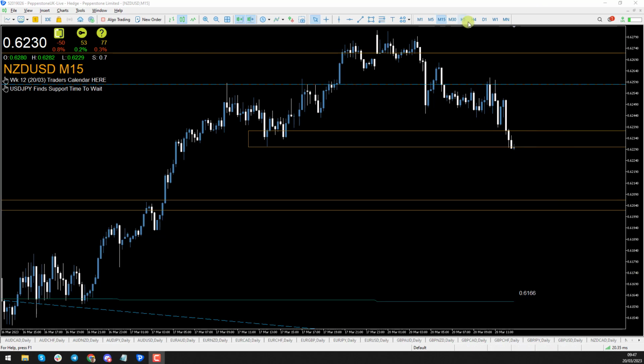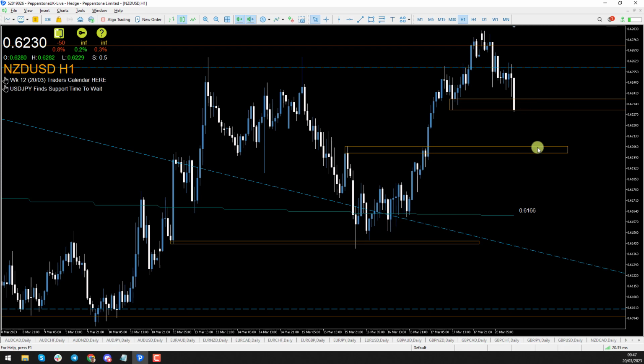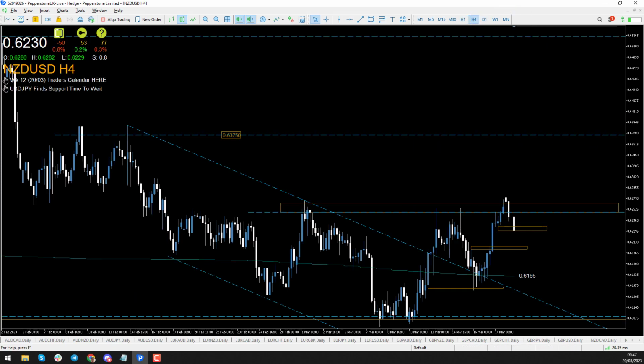So really speaking, I only want to be long if price can come a little bit lower, maybe into that 0.62 handle, or if we want to be a little bit on the cautious or conservative side of things, we'll wait for price to trade above the highs, make sure we get a few closes above, and then look for the continuation at that point.